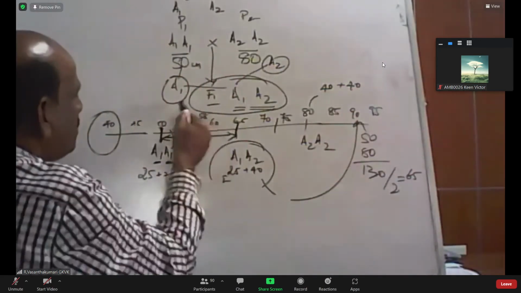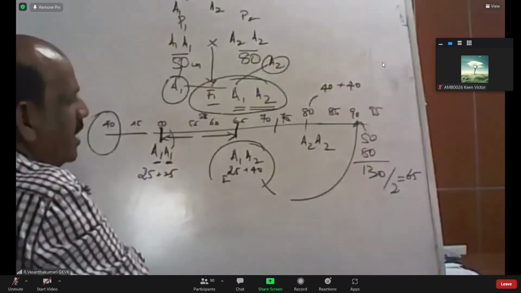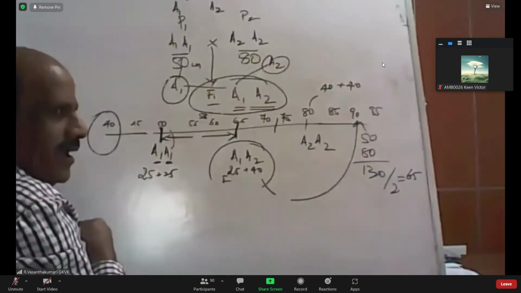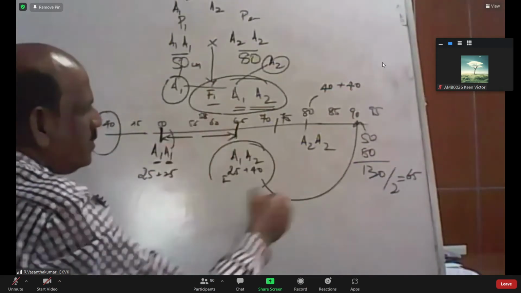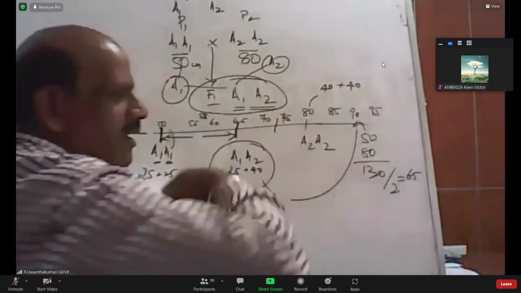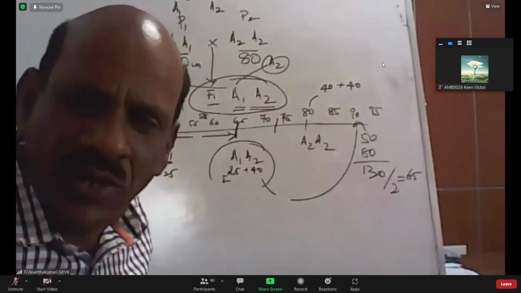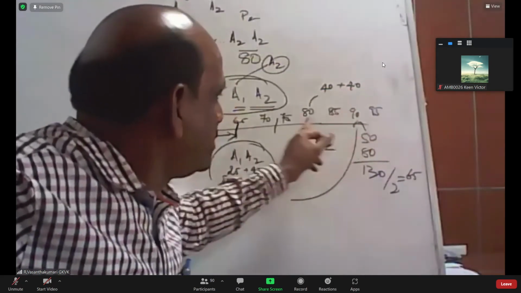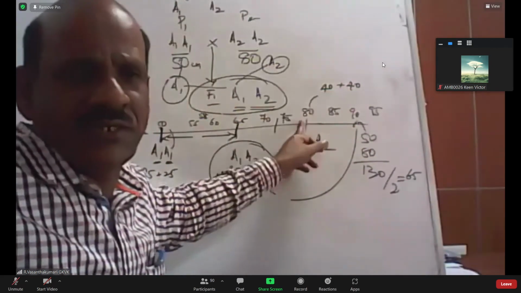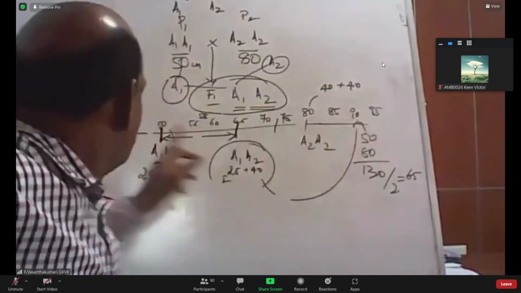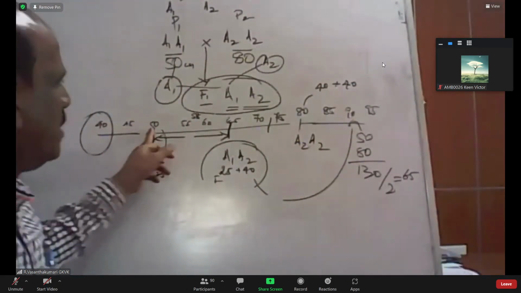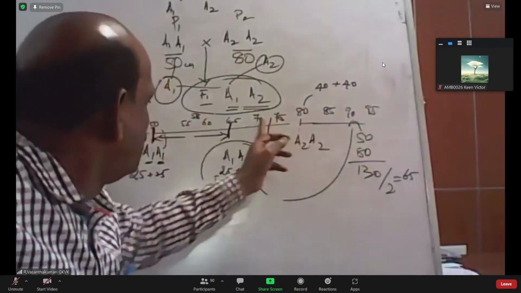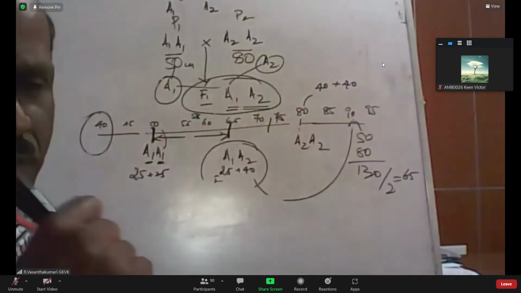If it falls somewhere over here, then A1 is partially dominant over A2. If it falls here, A2 is partially dominant over A1. This is complete dominance. This is over dominance. This is partial dominance. This is no dominance.